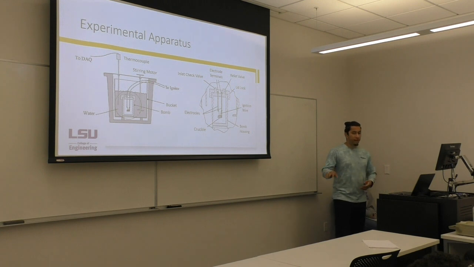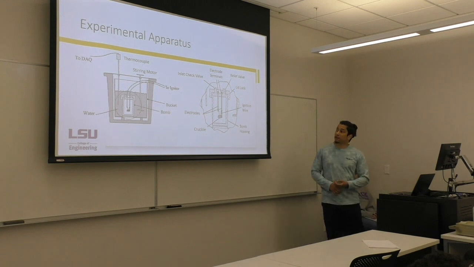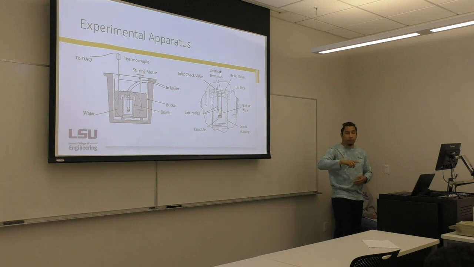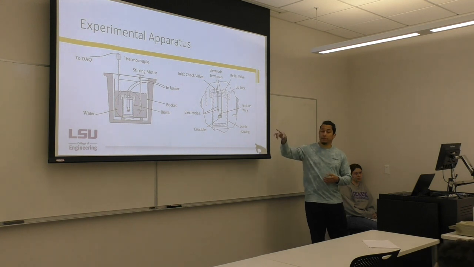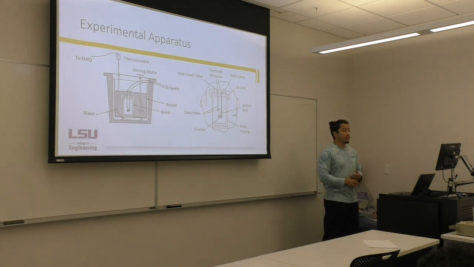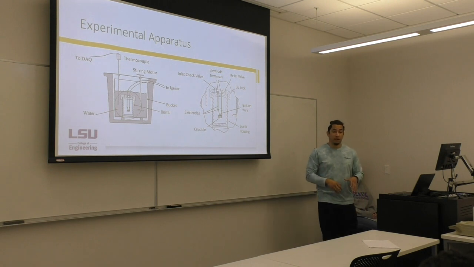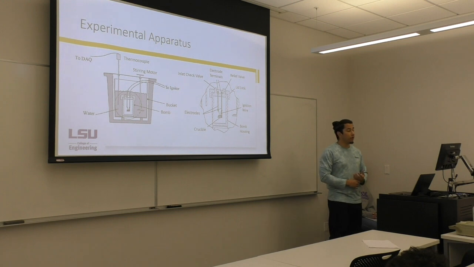So just a brief explanation of the experimental apparatus. We do have an overall picture of the setup on the left and a more in-depth picture of the bomb itself on the right. I do have the labels here, but probably one of the more important things to note is the stirring motor. The stirring motor is specifically used to keep the water uniform around the bomb, such that we can take accurate measurements of the temperature of the water using the thermocouple.